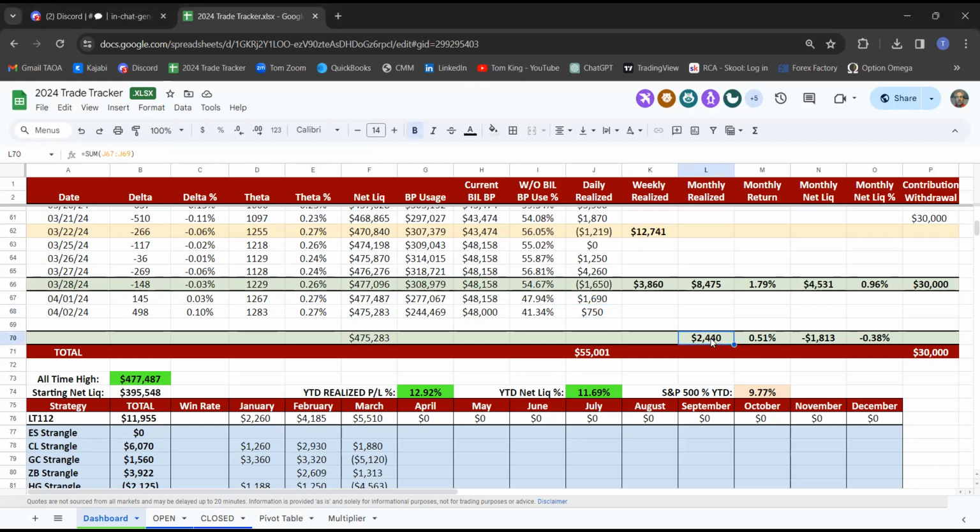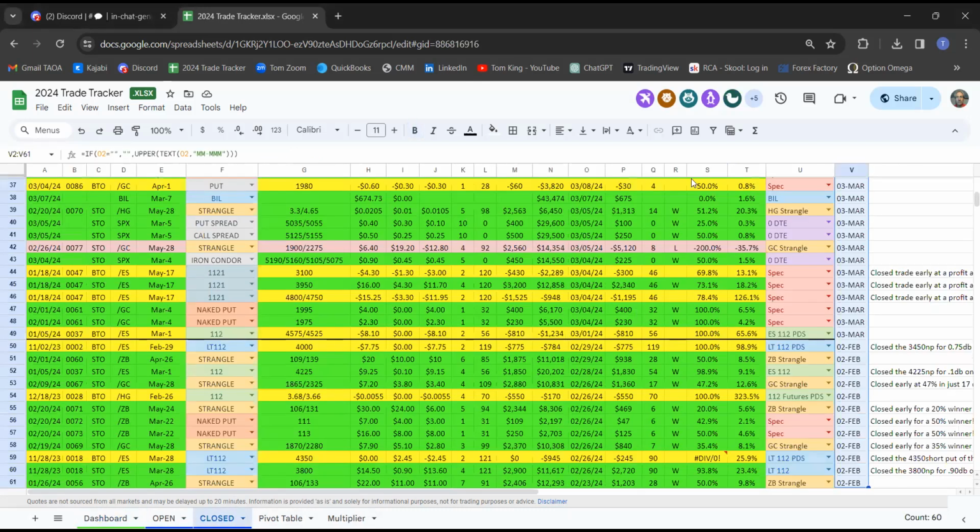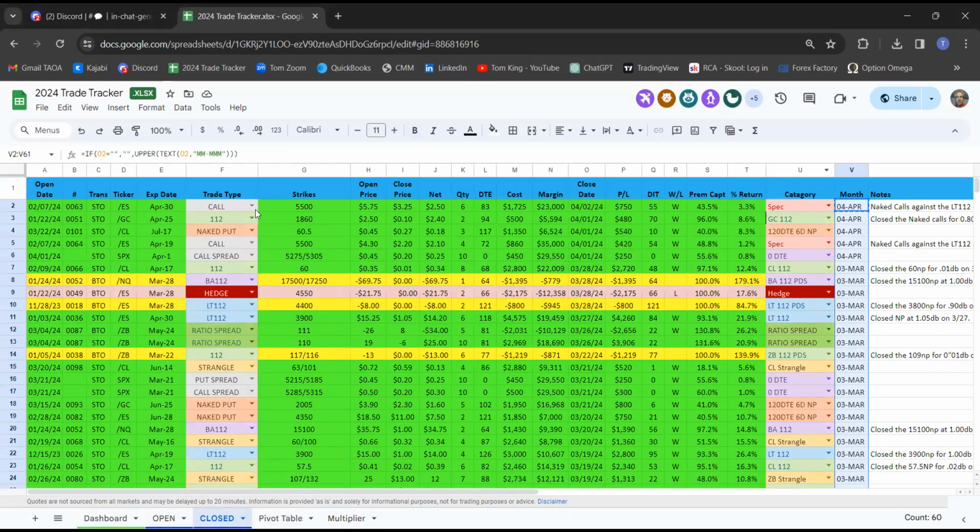So we're already up $2,400 this month, 0.5% already in just 2 days. And just to take a look at what that was today, we sold another naked call that we had sold against our long-term 112. So we took one off yesterday for 420, another one off today for 750. These freed up an immense amount of buying power. Even though we still had the naked puts on, selling the naked calls after the fact on a 112 trade used up a lot of buying power.